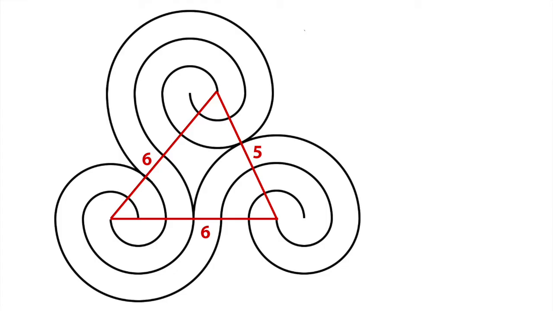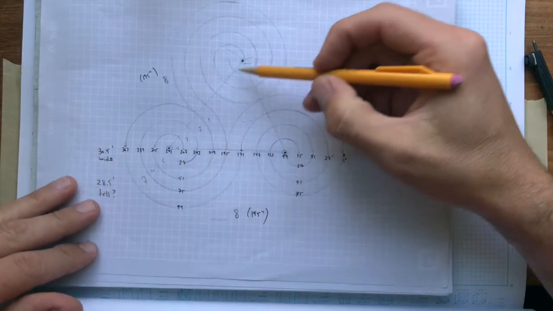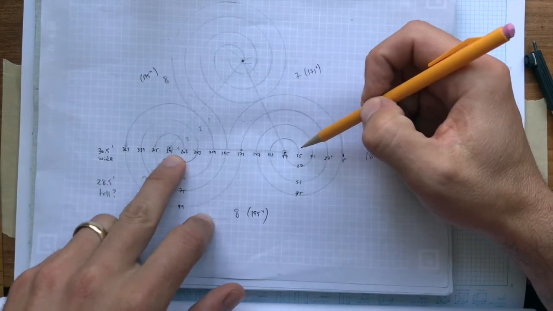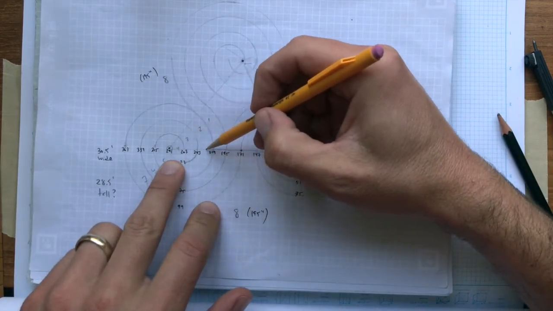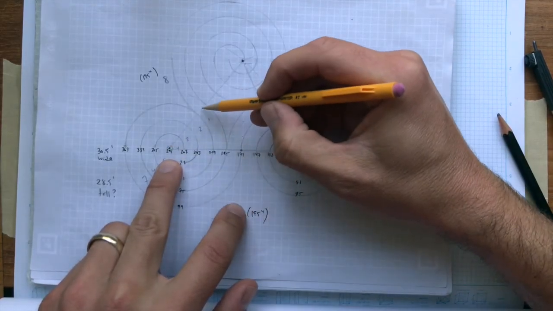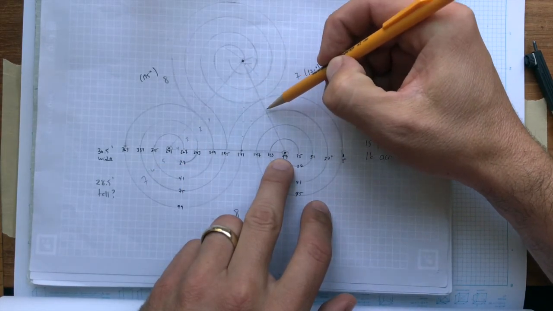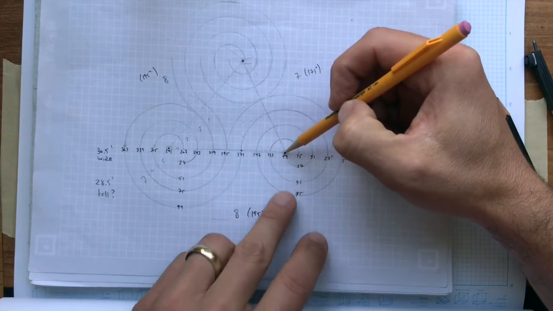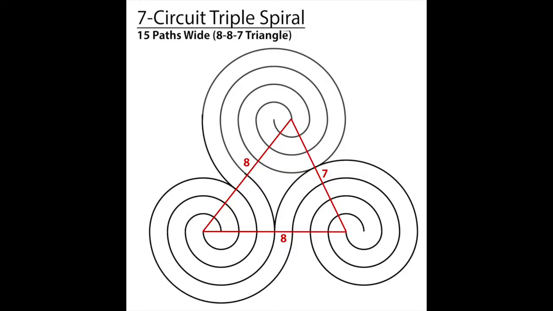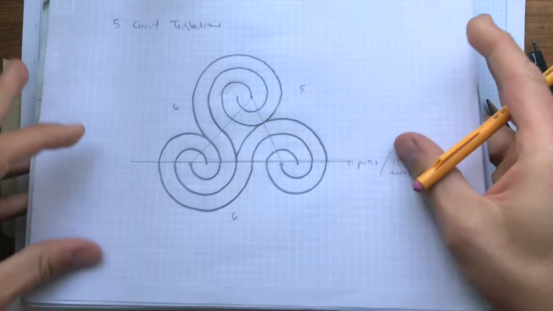To create that. When you do the 7-circuit, now you can see this triangle, it's 8 pathways. So 1, 2, 3, 4, 5, 6, 7, 8, and then 1, 2, 3, 4, 5, 6, 7, 8 on this side of the triangle, and then 1, 2, 3, 4, 5, 6, 7 on this side of the triangle to find that point, because you are expanding it. And then to go down, instead of 6, 6, 5, you're going to decrease it to a 4, 4, 3.